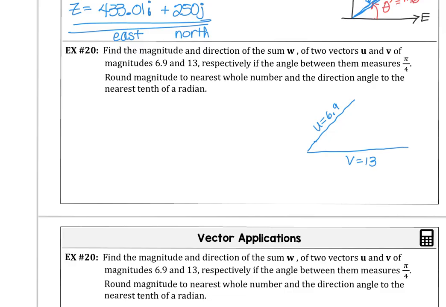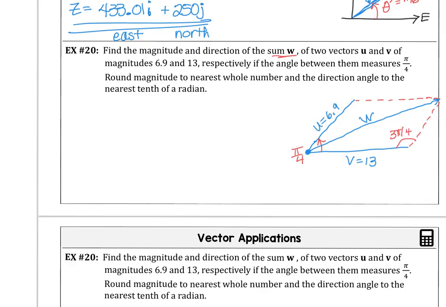And what do we know? The angle between them measures pi over 4. So this angle is pi over 4. And we want to add up, make that parallelogram, because the resultant is the vector W. And that goes from here, where it started, out to here. This is W. So what else do we know? We know this angle has to be 3 pi over 4.